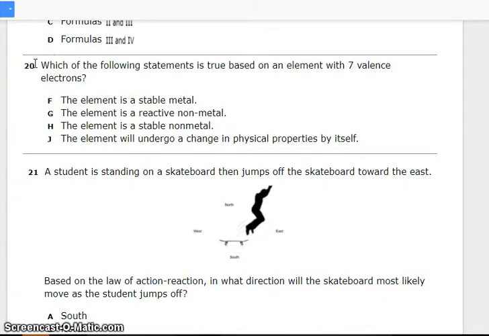Number 20. Which of the following statements is true based on an element with 7 valence electrons? F, the element is a stable metal. G, the element is a reactive nonmetal. H, the element is a stable nonmetal. Or J, the element will undergo a change in physical properties by itself.